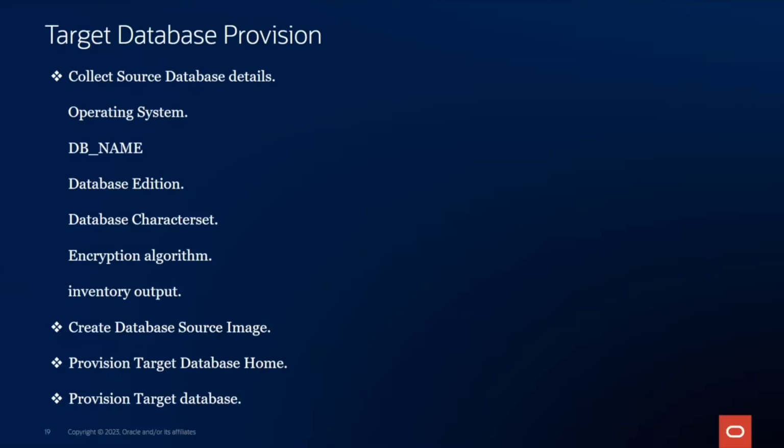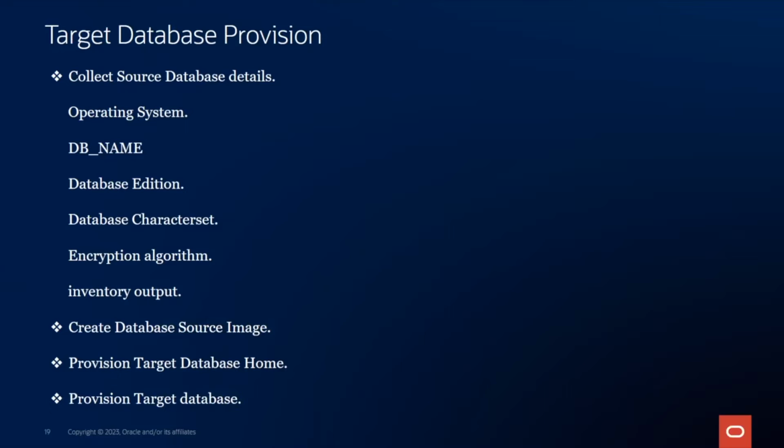In terms of the encryption algorithm, it is better to keep a note, or check it, because you might have set certain parameters in the SQLnet, to meet certain business requirements. And if you want to have the same things met in the target, you might have to tweak a little bit, because OCI has its own set of parameters. So for that reason, just keep a note of what is there in your sqlnet.ora. And then of course, the inventory output, I'll tell you why it is required.